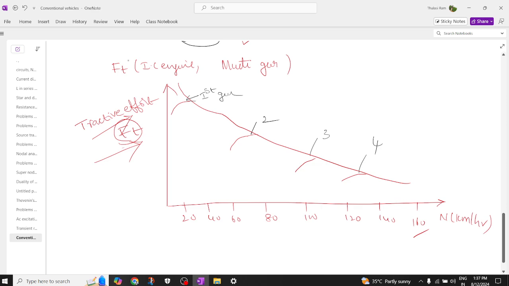Generally these IC engines are designed like this. When you are connected to the first gear, the speed offered by the vehicle is low, but it offers the highest tractive effort or highest tractive force. So these vehicles, at low speed, offer high tractive force or high tractive torque.